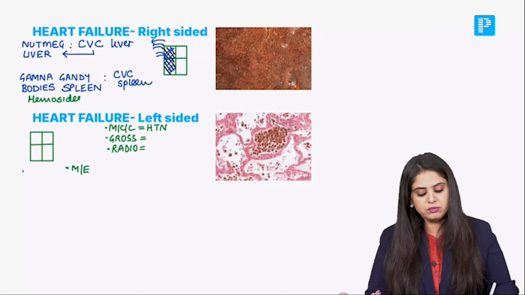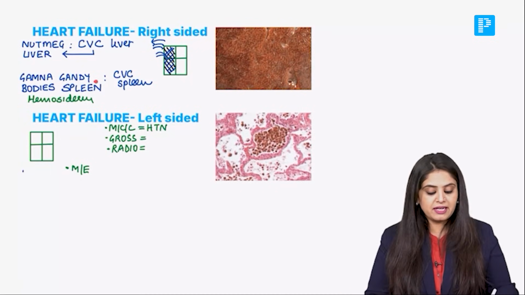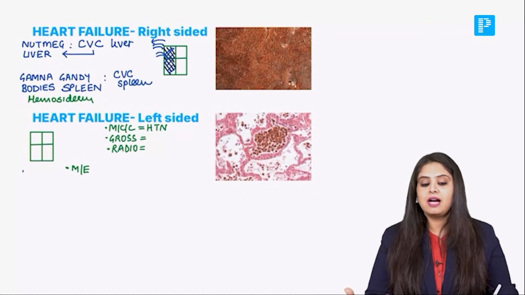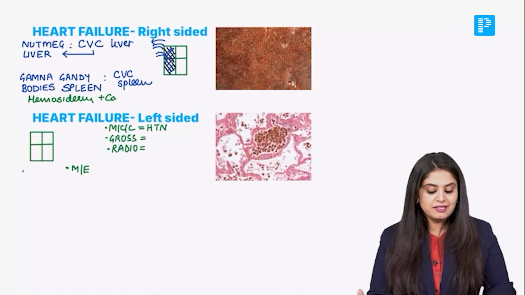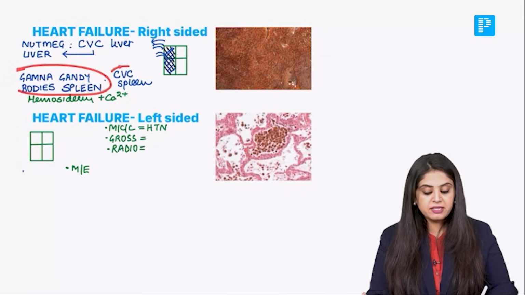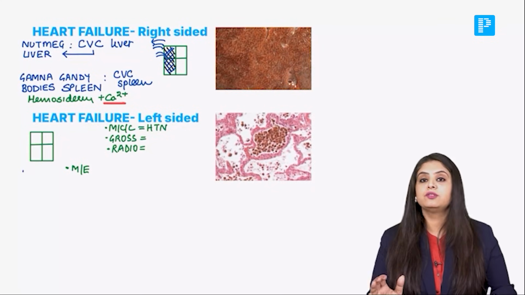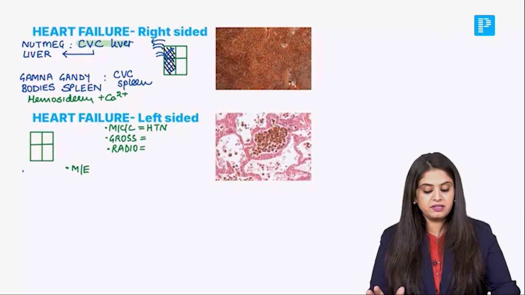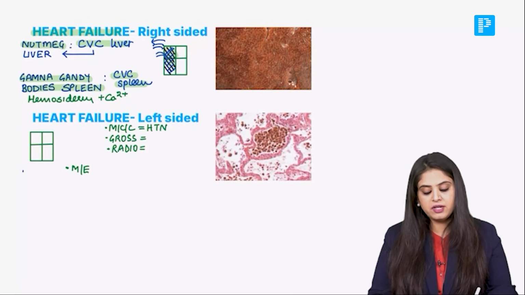So if someone asks you what is formed because of CVC in the spleen, hemosiderin is formed, and that is known as gamma antibodies. Gamma antibodies are made up of blood products like hemosiderin. On top of that, some calcium goes and gets deposited. So the actual composition of gamma antibodies: first a blood product hemosiderin, on top of that calcium deposits. So these are the two findings. CVC liver is nutmeg liver, CVC spleen shows me gamma antibodies. Why did venous congestion happen? Because the right side of the heart had failed.